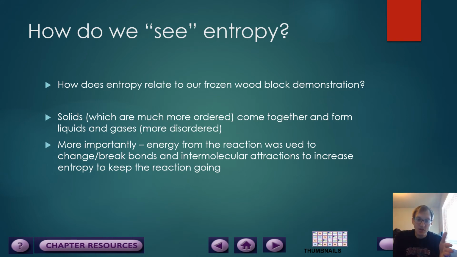Okay, so they start out as two solids. They're much more ordered, come together and form liquids, and gases, more disordered. So that's going to increase entropy. Whenever you go from ordered to disordered, that's increasing entropy. So our delta S is for entropy. Delta S is going to be positive. More importantly, energy from the reaction was used to change or break bonds and intermolecular attractions to increase entropy to keep the reaction going.